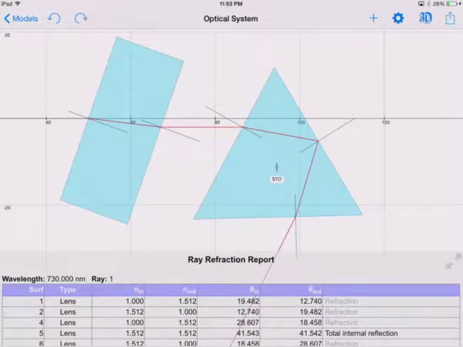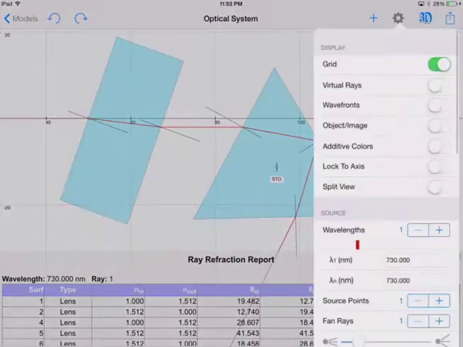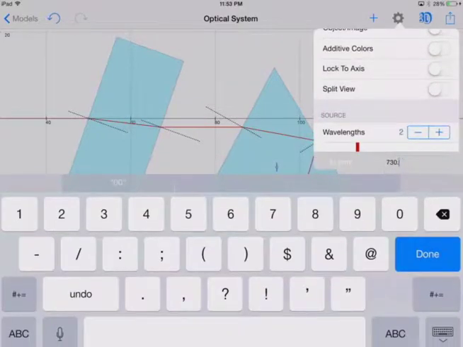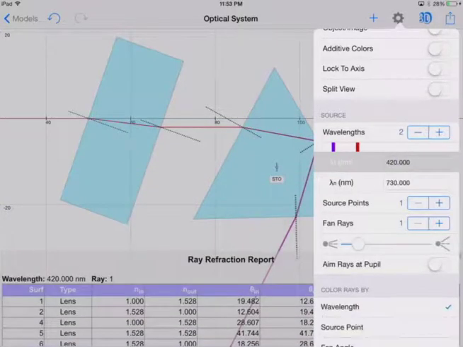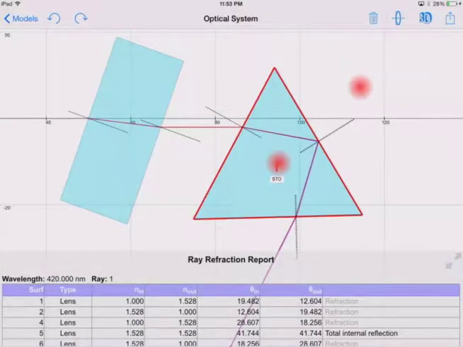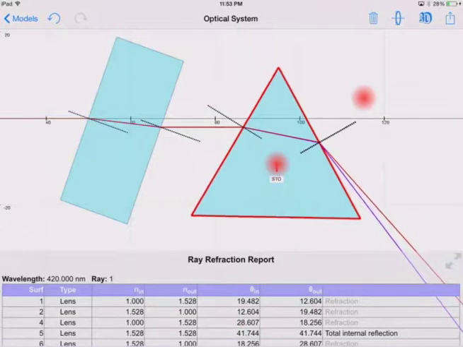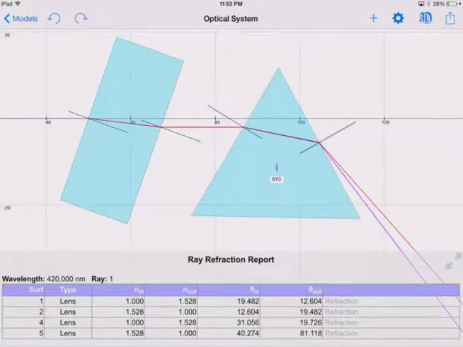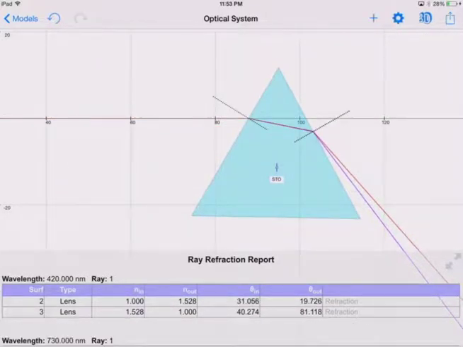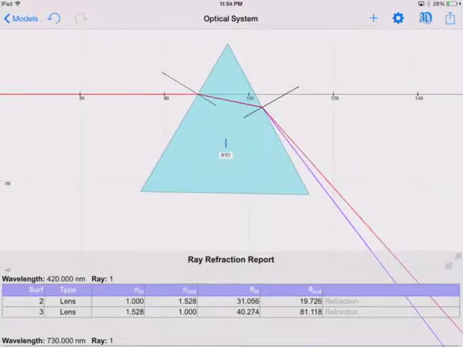Finally, we want to see how different wavelengths behave as they refract. So let's go ahead and increase the number of wavelengths to 2, and let's set lambda 1 to 420, which is blue. And let's rotate this prism so I can get refraction again. To get rid of some of the clutter, let's delete that first element. And now you can see that the different wavelengths are refracting by different amounts.